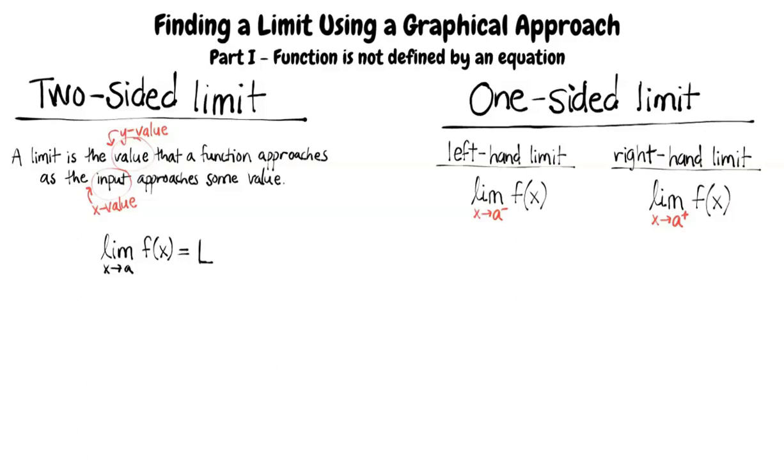The right-hand limit is symbolically denoted by the positive superscript. This denotes the values that are sufficiently close to a and greater than a. For the right-hand limits, we approach a from the right side of the function.